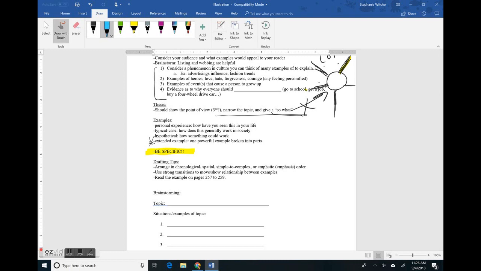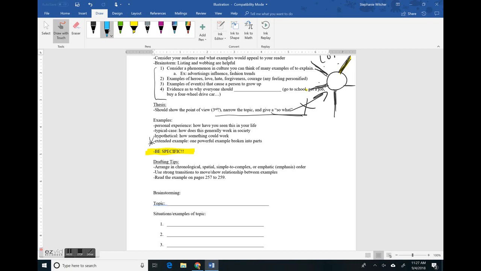Of course, there are a couple of ways you can do that. Chronologically, if that makes sense to you, maybe if you talk about what causes a person to grow up, maybe you can talk about them in the order they tend to happen. That's fine. Spatial works as you move left to right, or top to bottom. That works. Your most simple example to your most complex example works really well, which is very similar to emphatic or emphasis order, in that you give your weakest example at the beginning and your strongest example at the end.